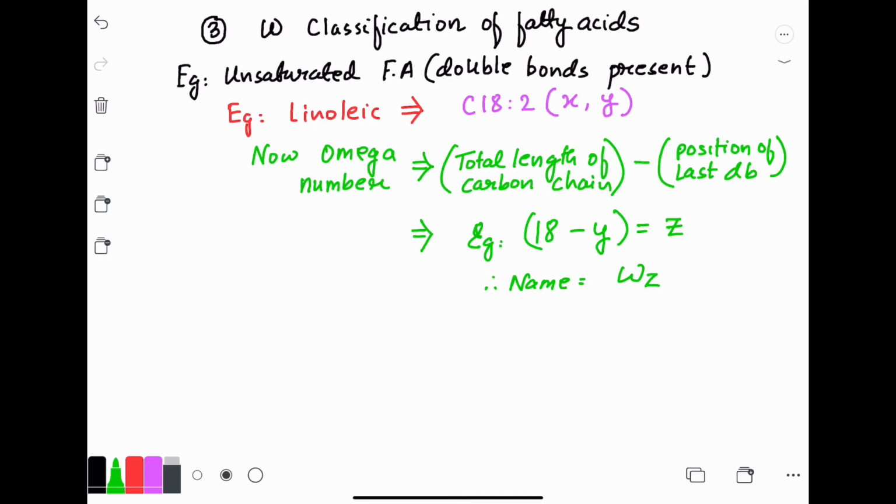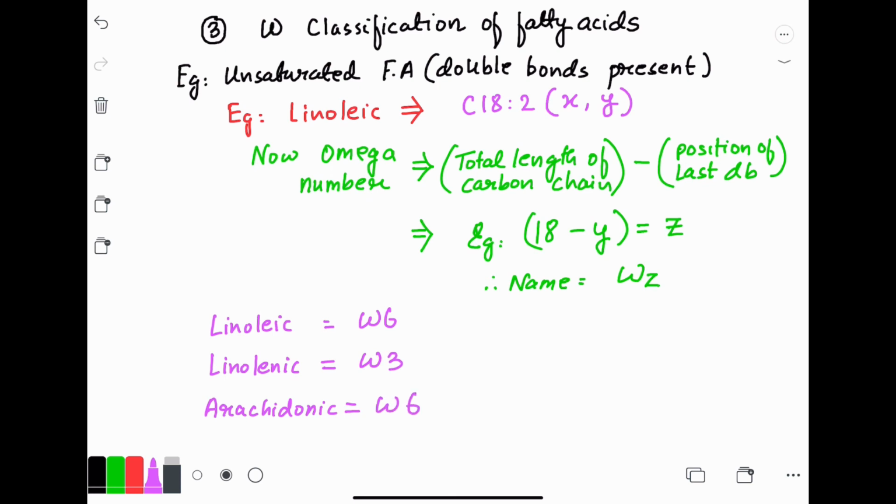Okay, now omega 6 and omega 3 are mainly what we know. So linoleic acid, linolenic acid and arachidonic acid are present. Among these three, linoleic is omega 6, linolenic is omega 3, and arachidonic is also omega 6. Arachidonic has 4 double bonds, linolenic has 3 double bonds, and linoleic has 2 double bonds, right? So I hope I was able to explain the question.